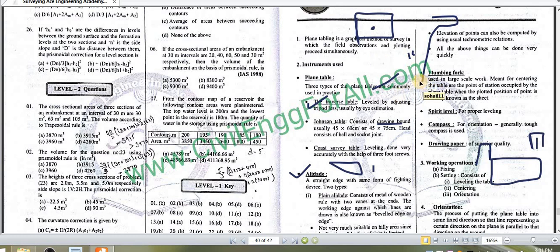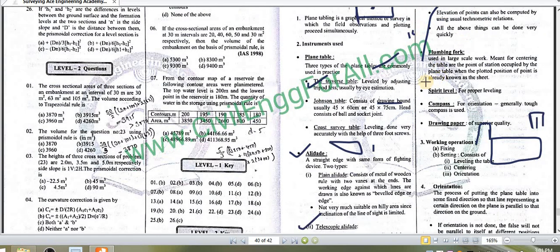So that is also one of the important instruments. Every time you change the position, you will have to mark your centering. You will have to perform the centering work with the help of the plumbing fork. Similarly, if there is already a point on the ground, you will have to mark it on the sheet. You will have to use this plumbing fork. Okay, this is also one of the important instruments.